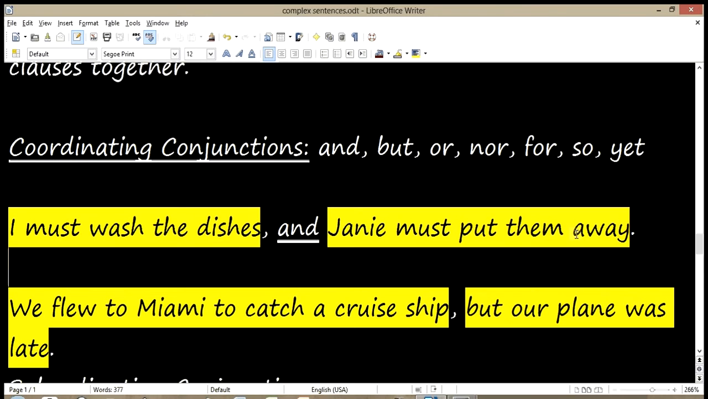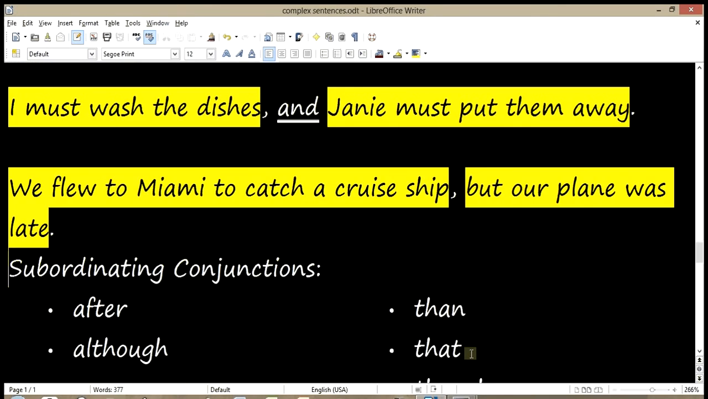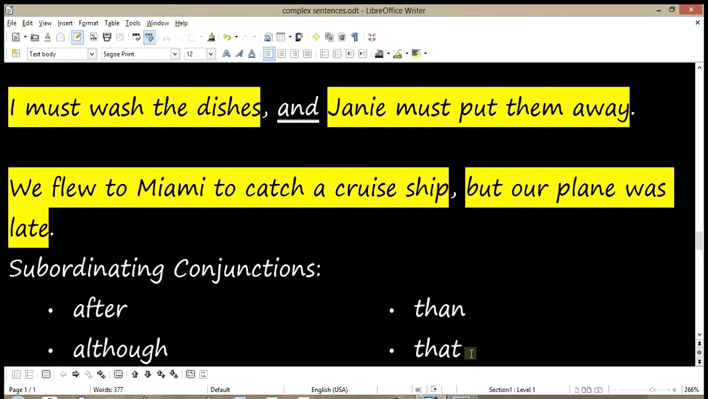And another example using the word but. We flew to Miami to catch a cruise ship. Our plane was late. I've got these 2 independent clauses connected using the word but. So these are called compound sentences, and I'm just showing these to you as non-examples. This is not what we're learning about today, but I think we need to look at these just so you understand that there are a couple of different types of conjunctions.